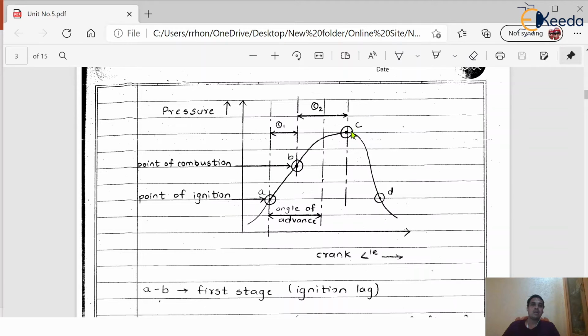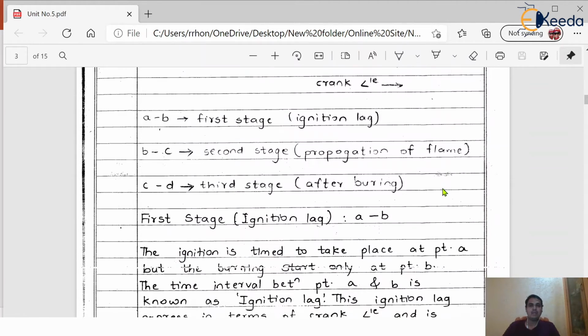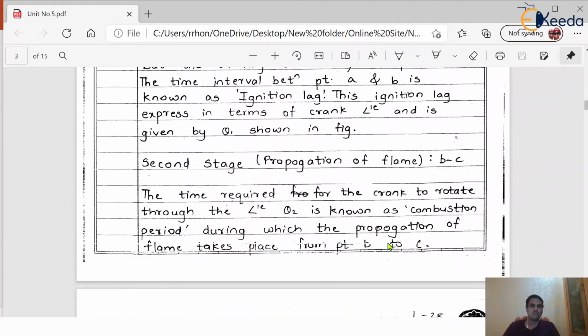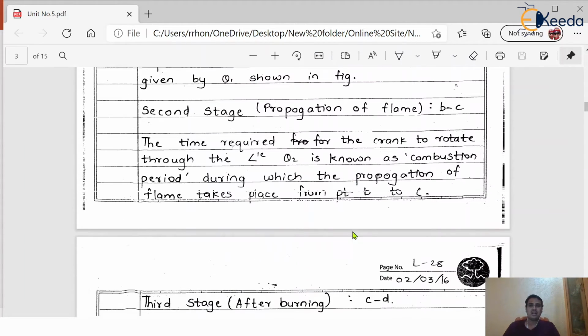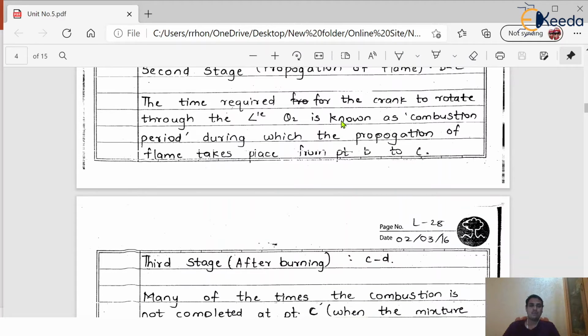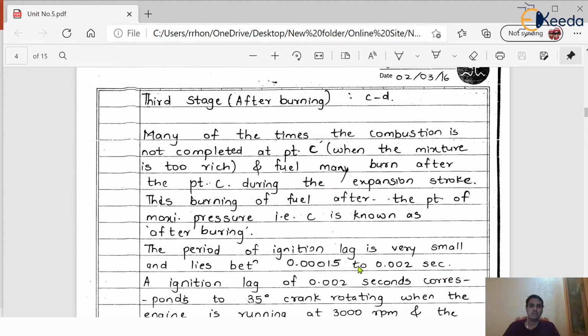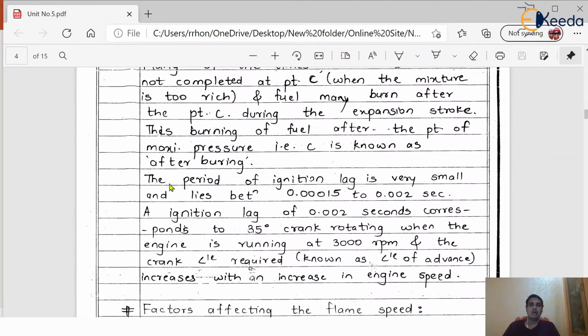And C to D, whatever air fuel mixture yet remains after the propagation of flame stage, that air fuel mixture will get burned during this process C to D, and this is called the afterburning process. Okay, so hope you understood the things clearly with the help of this diagram. The first stage, ignition lag, is very small, near about 0.002, 0.003 second. That micro time is there. The second stage is the propagation of flame, and during afterburning the air fuel mixture will get burned whatever is remaining. So whatever I am discussing over here is present in the notes part also.